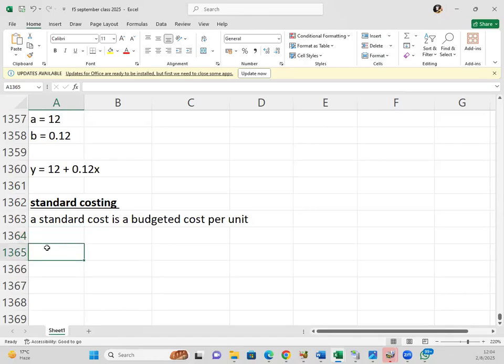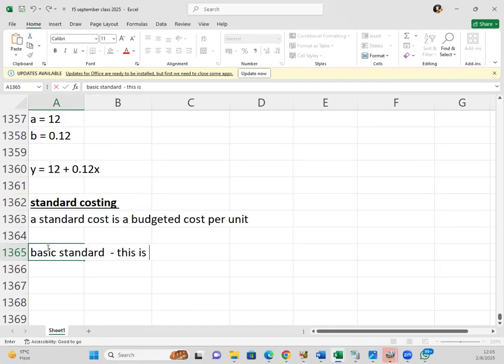So how do you come up with this standard to say, okay, my budget per unit is $5, my budget per unit is $10? How do you come up with this budget per unit? There are different types of standards that can be set. The first one is the basic standard.